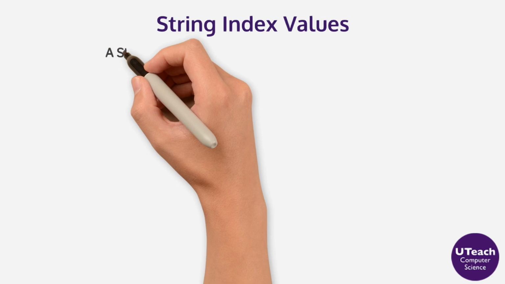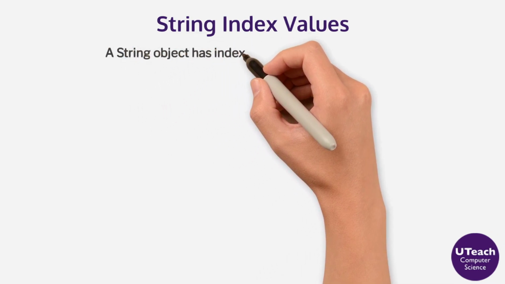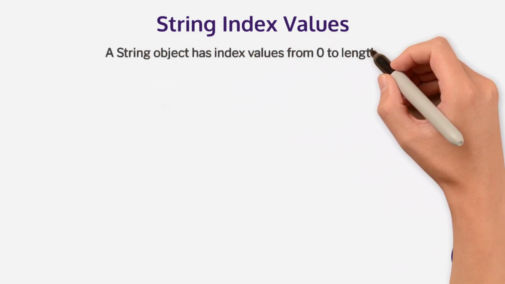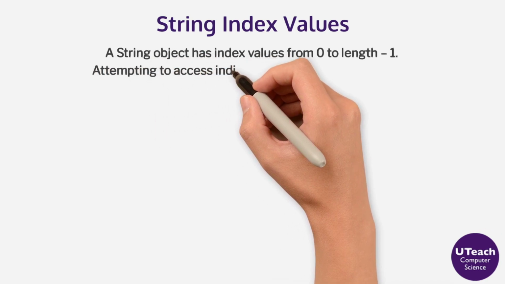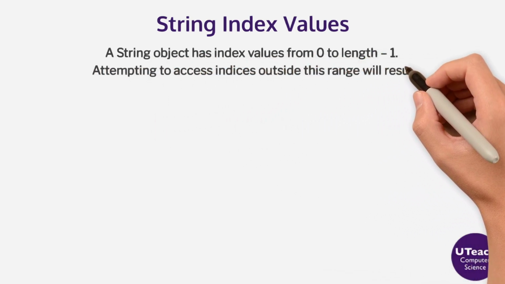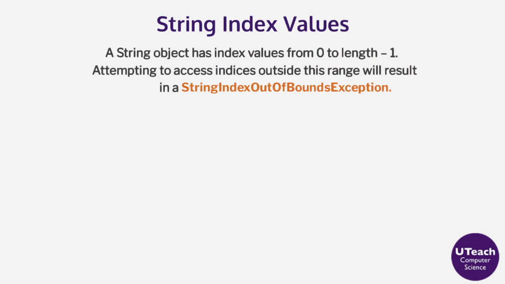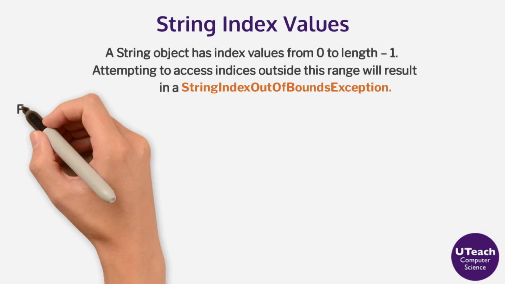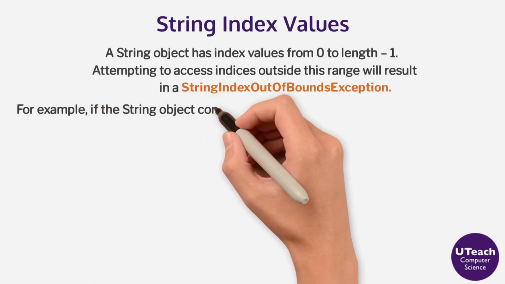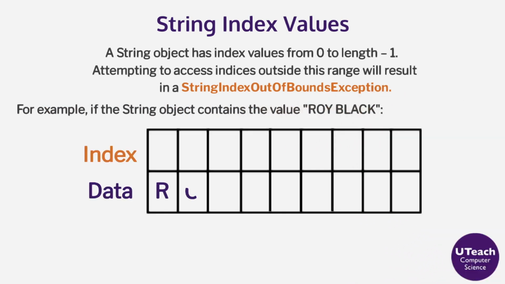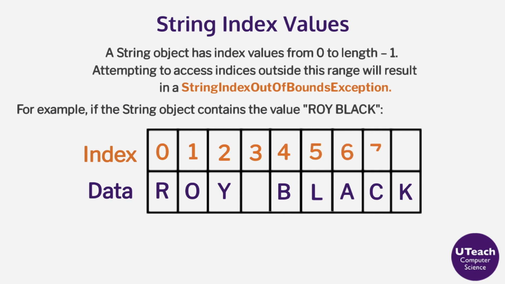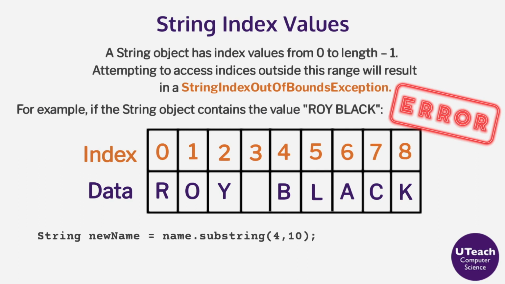A string object has index values from 0 to length minus 1. Attempting to access indices outside this range will result in a StringIndexOutOfBoundsException. For example, if the string object contains the value Roy Black with valid index values from 0 to 8, using the substring method with an index value of 10 would produce a StringIndexOutOfBoundsException.